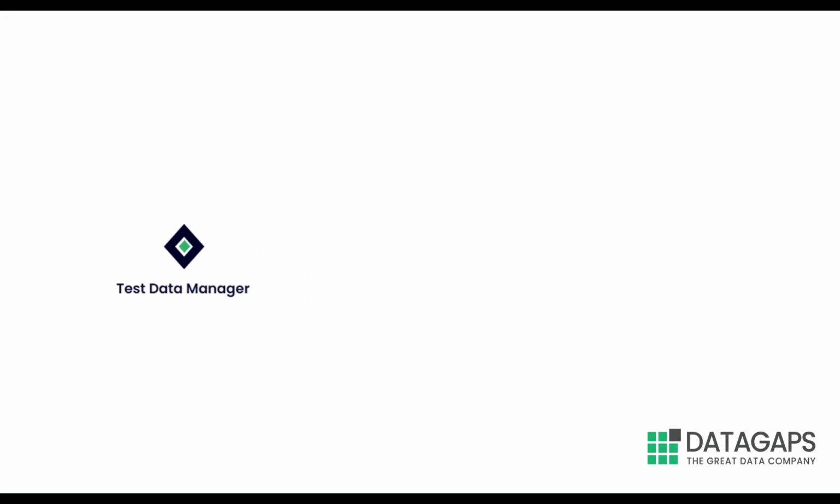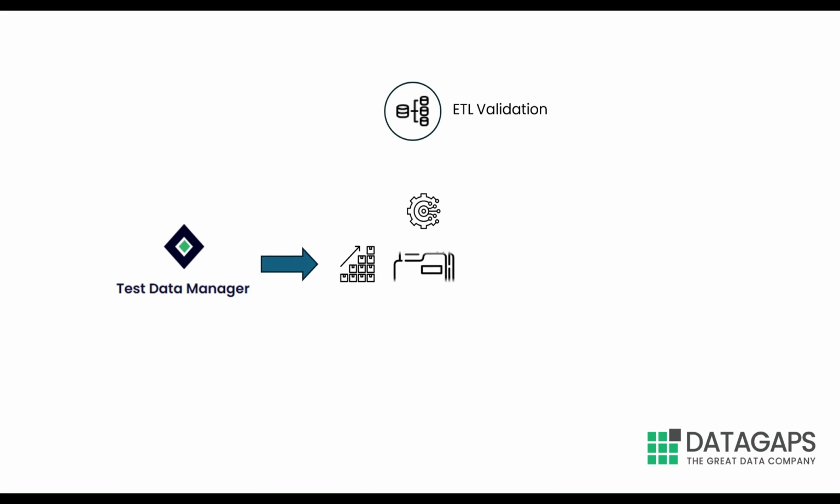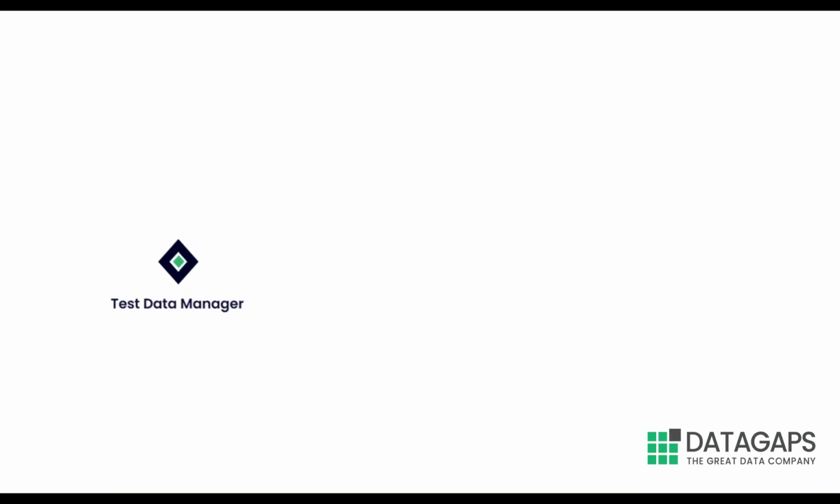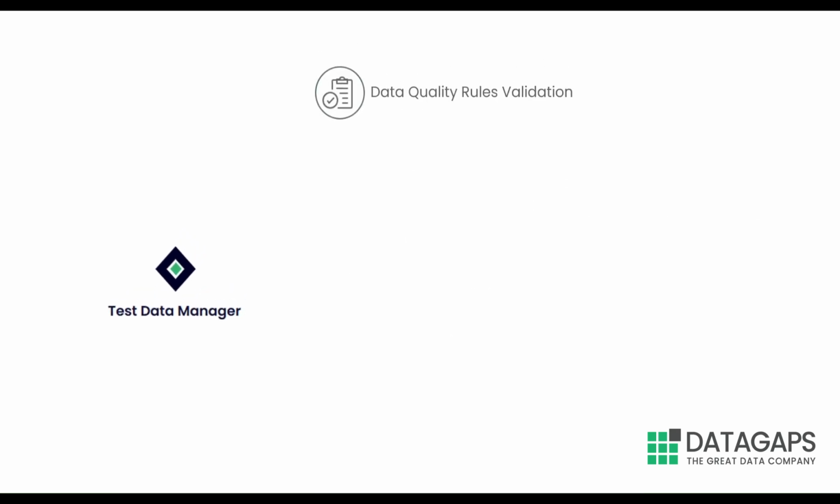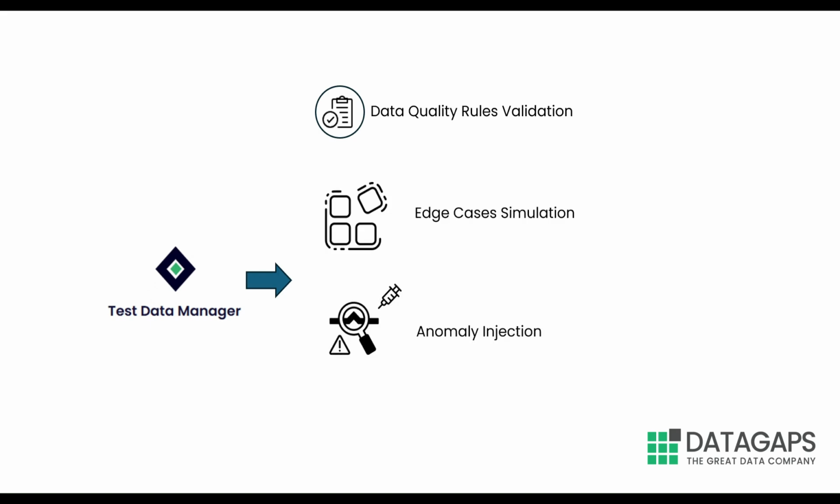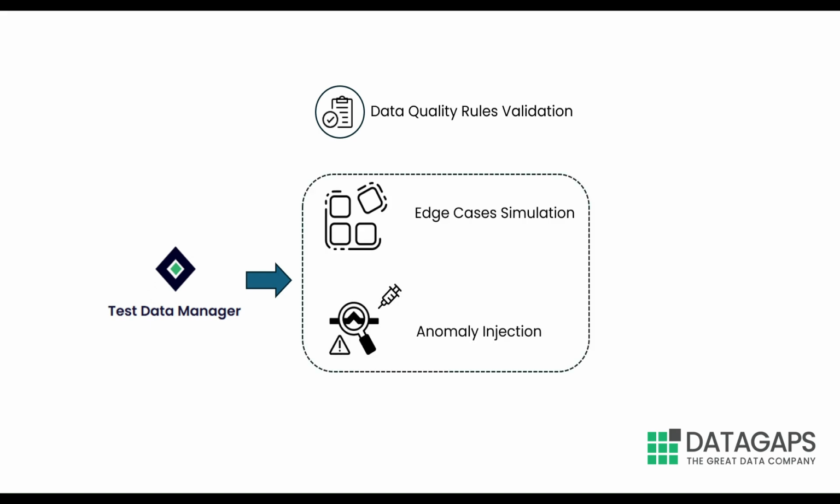For ETL validation, the application generates high volumes of synthetic records on demand. This allows your team to stress test data pipelines, optimize performance, and simulate scale without relying on production data. To validate data quality rules before a release, you can simulate edge cases and inject anomalies to catch problems early, before they reach production.